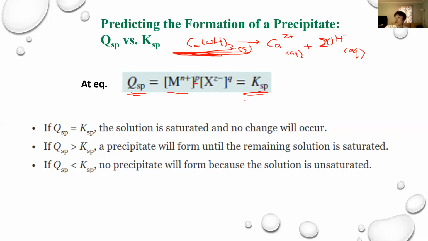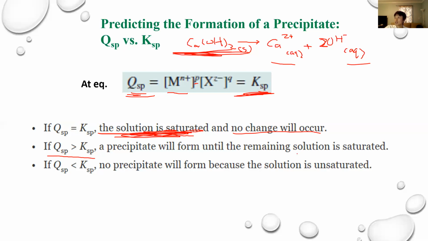Right, so when this system is at equilibrium, the Qsp is going to be equal to Ksp. And in that case, we say the solution is saturated. It's right at saturation, so no change is going to happen. But when Qsp is greater than Ksp, that means the aqueous phase concentration is higher than the solubility, or than the maximum allowed concentration. That means you're going to generate more precipitate.